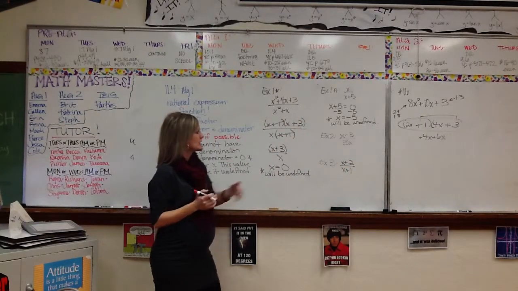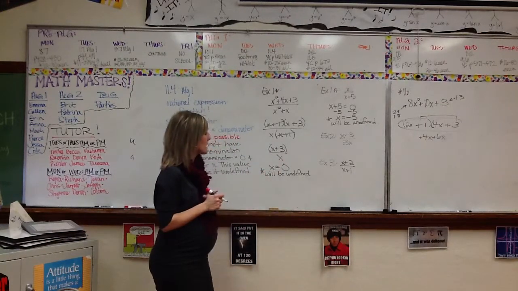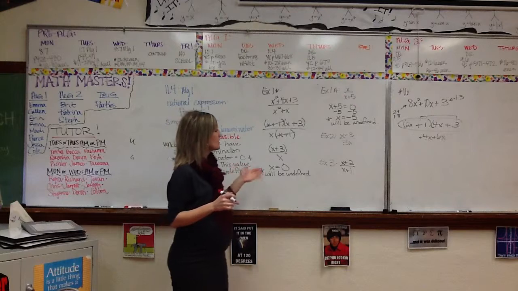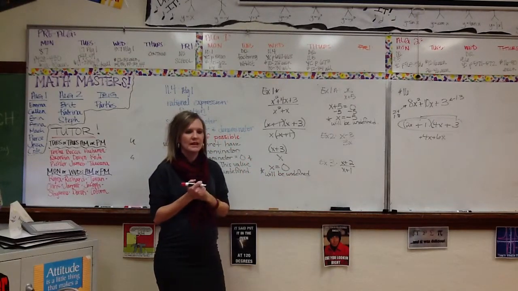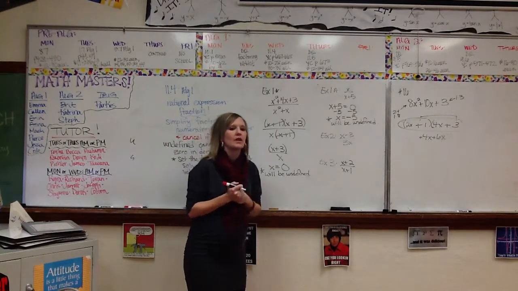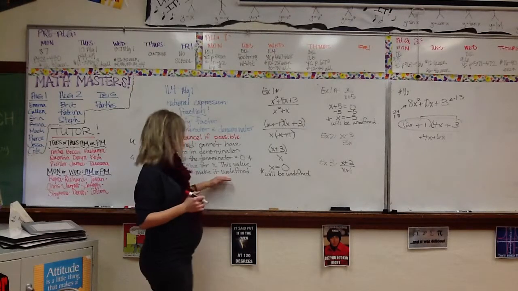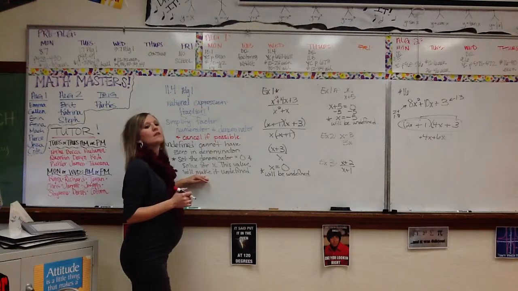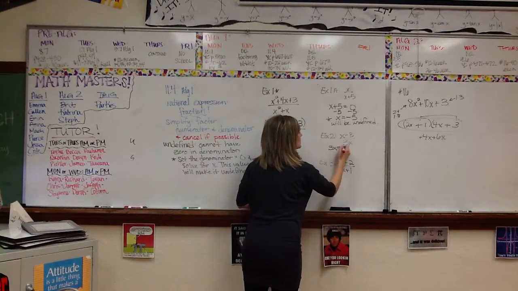Okay, let's take a look at example 2. Example 2's answer was x minus 3 over 3x. So if we were trying to find values of when this would be undefined, what am I going to do? Okay, what do I need to do first? Take the denominator and set the denominator equal to 0. So 3x equals 0.